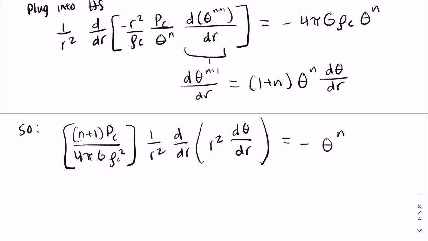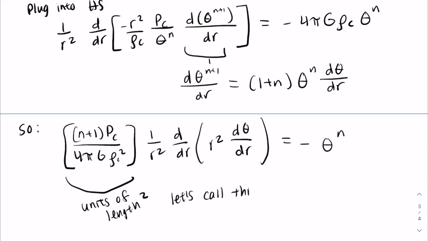Okay, so this first term in this expression is going to have units of length squared. And for something like a star, this would be around 10 to the 7 meters or so. But you would compute it for the particular object you're looking at. Often this is called a, so we're going to call this a for now.